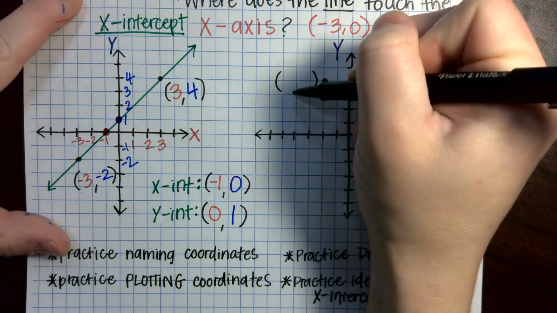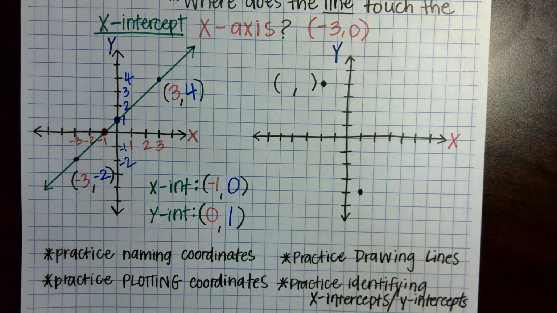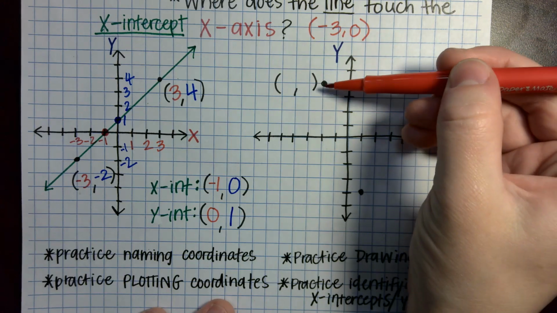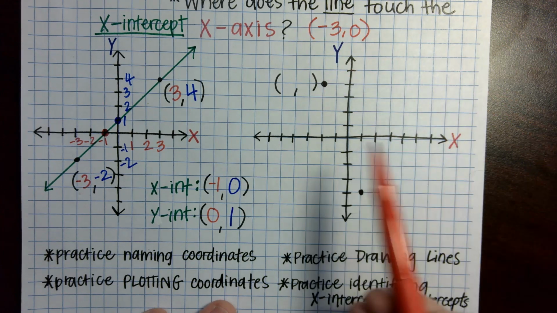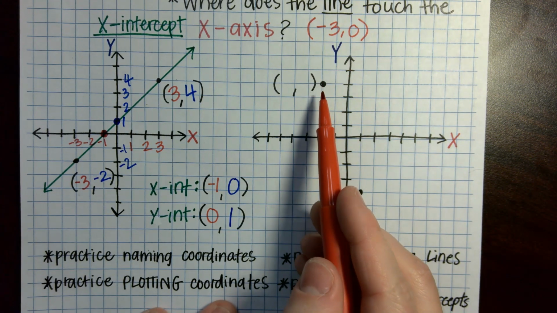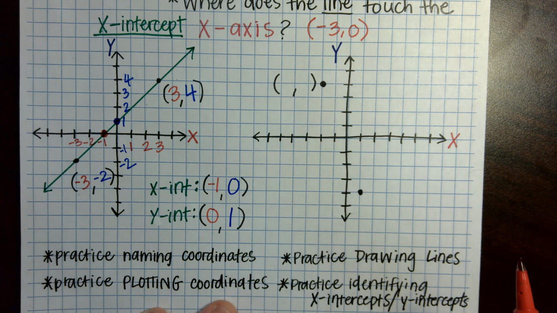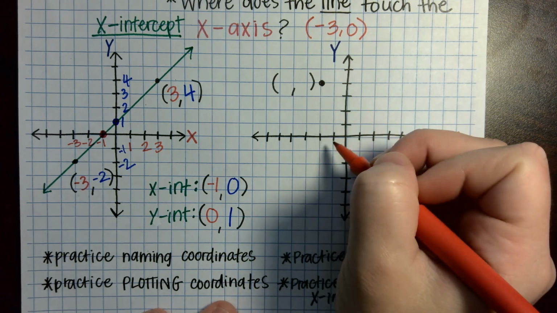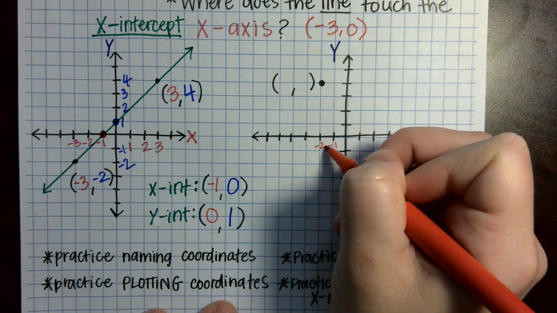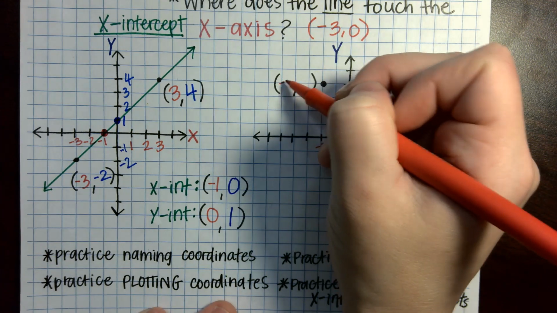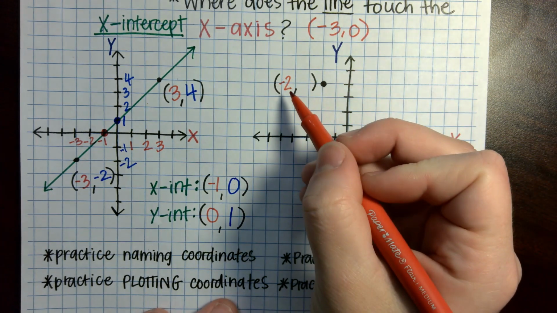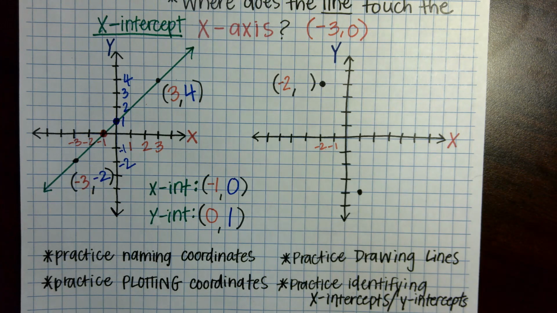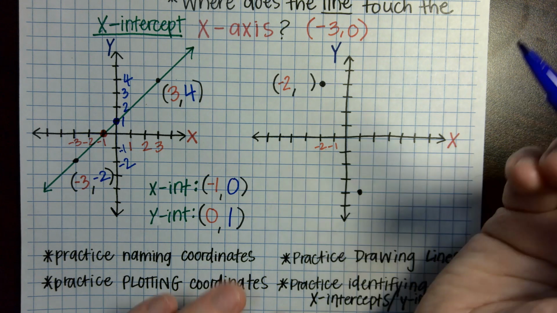So I'm going to draw some parentheses. Which value comes first, x or y? X. So I'm looking at my point. Where does this point line up on the x-axis? -2. Good. So I'm going to write -2 in the first spot of my coordinate for the x value. Where does that point line up on the y-axis?